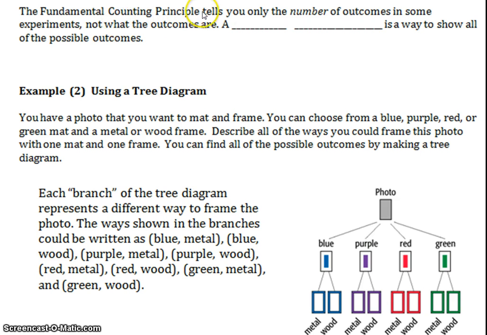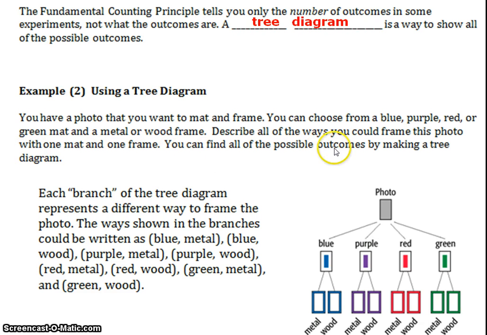The fundamental counting principle tells you only the number of outcomes in some experiments, not what the outcomes are. A tree diagram is a way to show all of the possible outcomes. Now, using a tree diagram, let's just say that you have a photo that you want to mat and frame. You can choose from a blue, purple, red, or green mat and a metal or wood frame. Describe all the ways you could frame the photo with one mat and one frame.